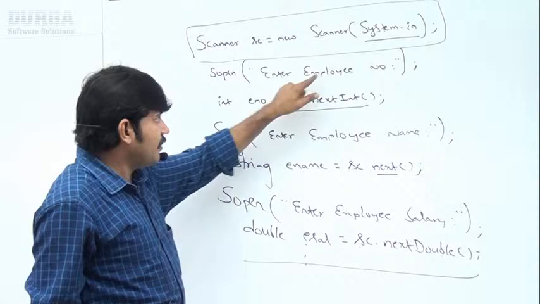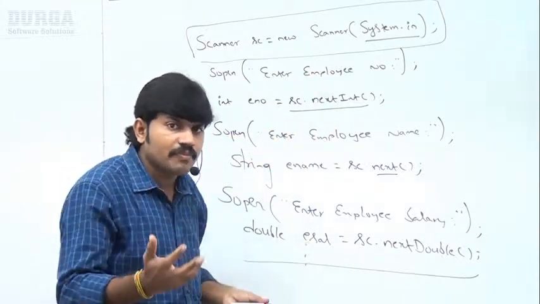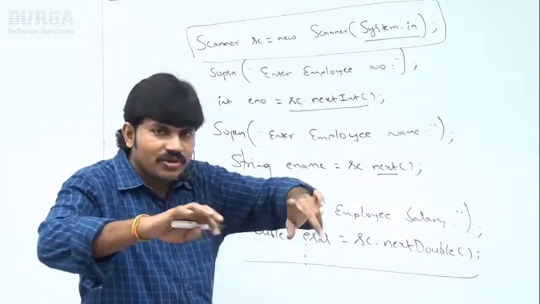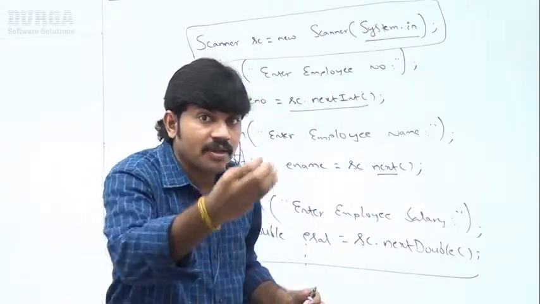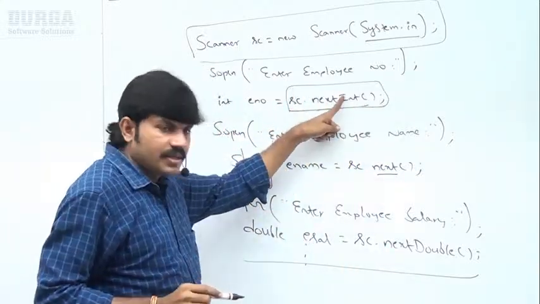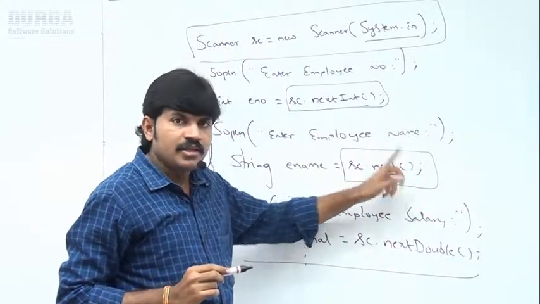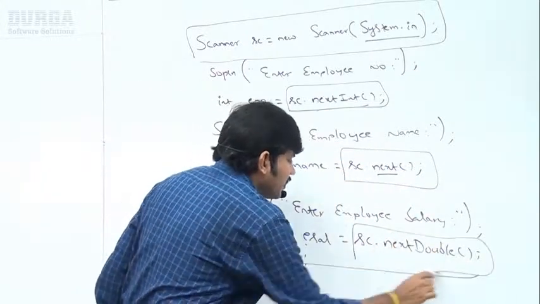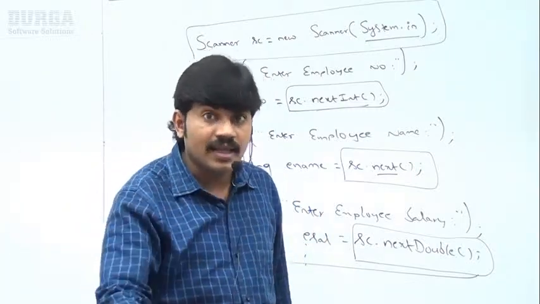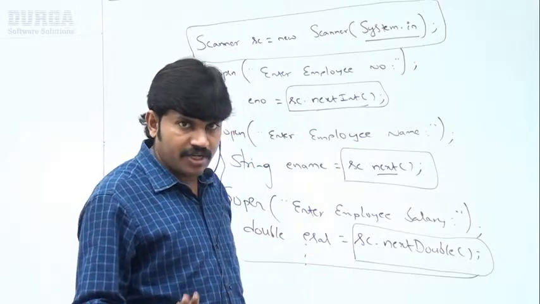Next, enter employee number. How can I prompt the user to enter the employee number? Just with an SOP statement, enter employee number. Then the end user enters the employee number, which I want to read. Which method do we use? sc.nextInt. If it is the string type, sc.next. If it is the double type, sc.nextDouble. If you want to read a complete line, sc.nextLine. There are multiple methods in the Scanner class. I hope everyone can understand, right?